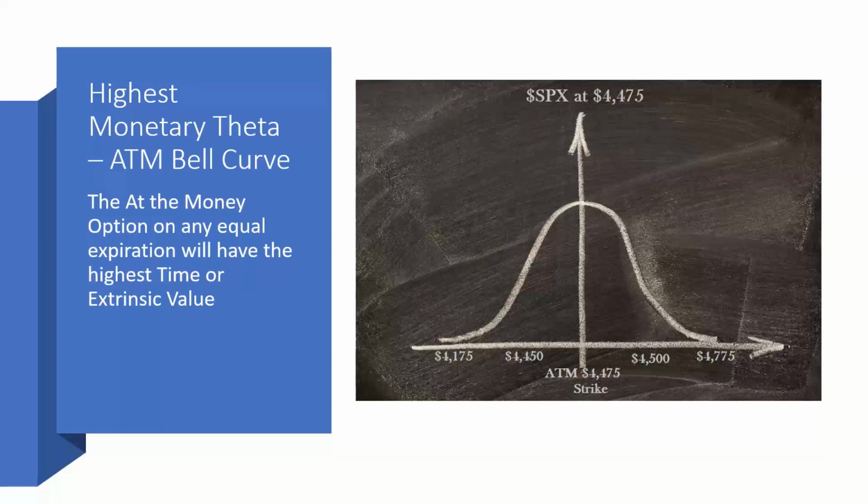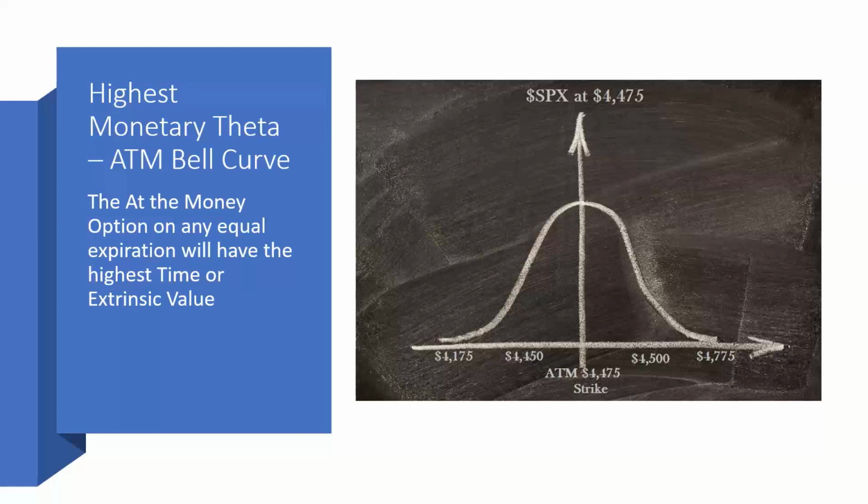We know that the highest monetary theta occurs right at the money, the at the money bell curve. Any expiration, whether you're looking at next week's expiration, whether you're looking at standard March expiration, whether you're looking out to December, the option that is closest to the current underlying stock price will have the highest time value, therefore have the highest monetary theta.